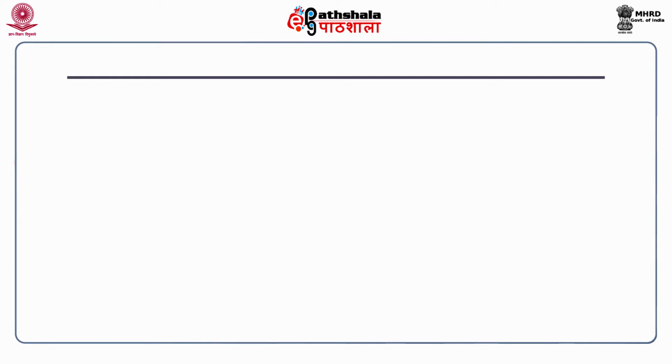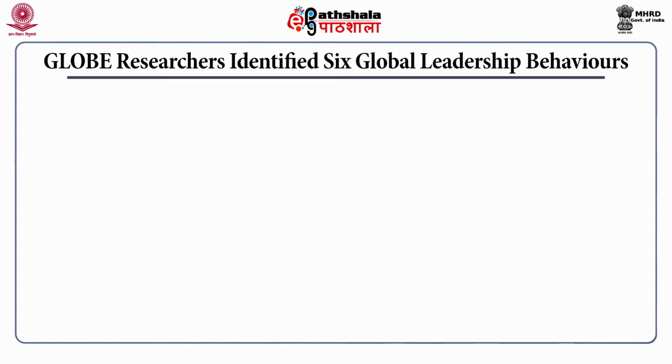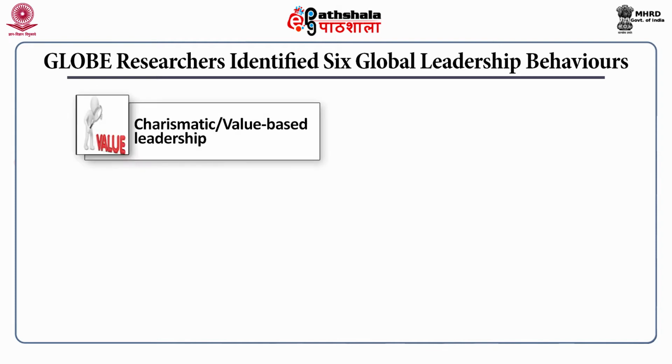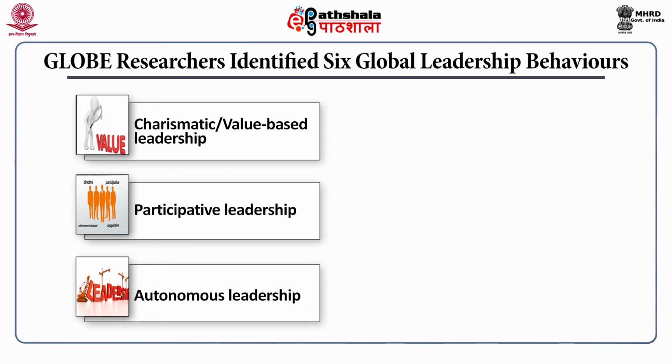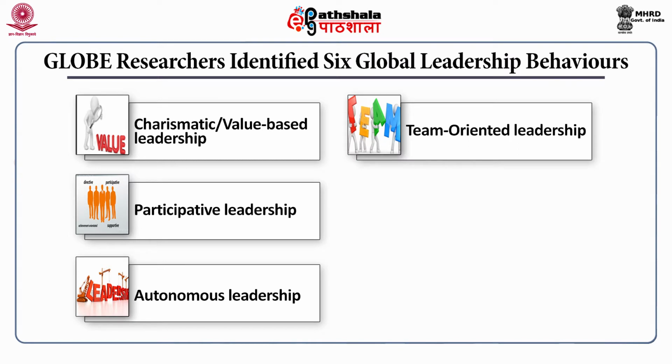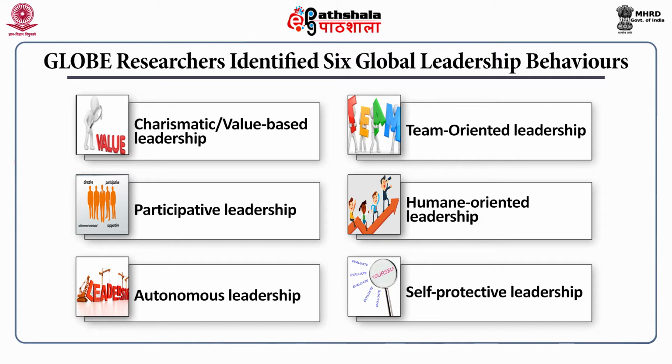Now, this slide in the form of a diagram explains how the GLOBE study was conducted, the reality of the multiple complexities of the different regions, the different countries which fall in these regions. GLOBE researchers identified 6 global leadership behaviors. Number 1 is charismatic or value-based leadership. Second is participative leadership. Third is autonomous leadership. Fourth is team-oriented leadership. Fifth is humane-oriented leadership, and the last is self-protective leadership.